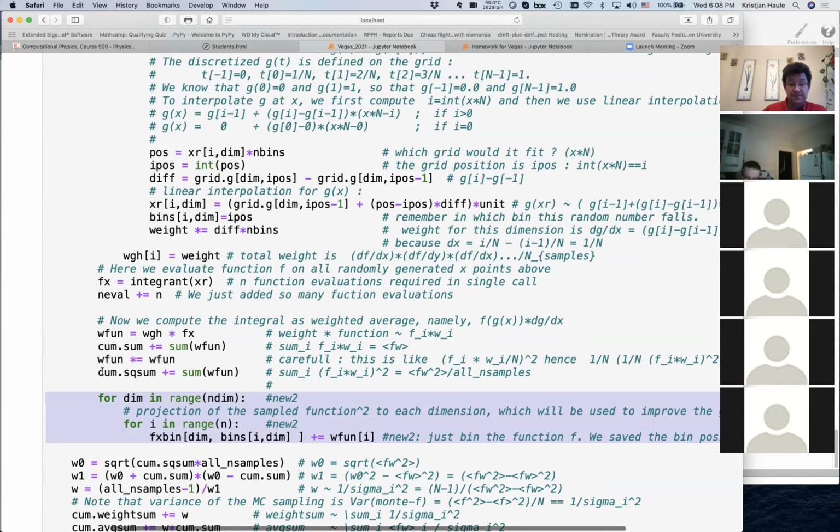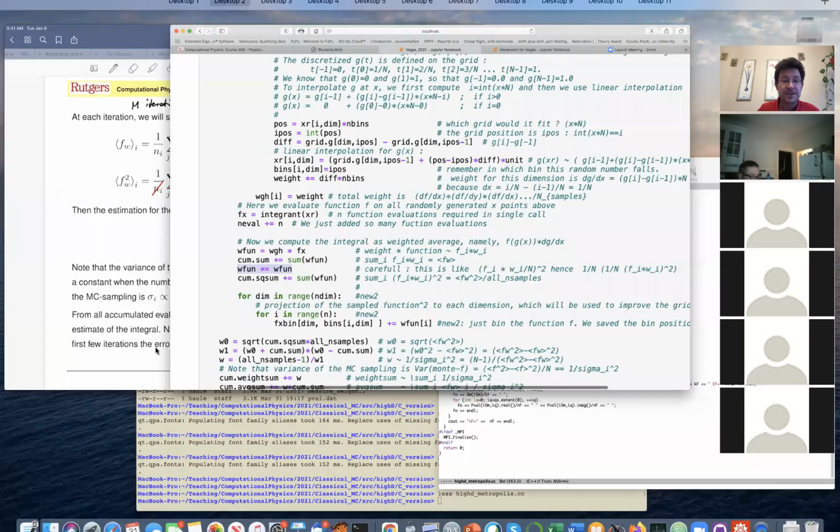Why? Well, because this V fun here is the value of the function times its weight. Okay, that's what we need. Actually, no. Later on we square this thing, and that's the quantity that we need for our weight. Okay, so let me explain this a little bit more precisely.